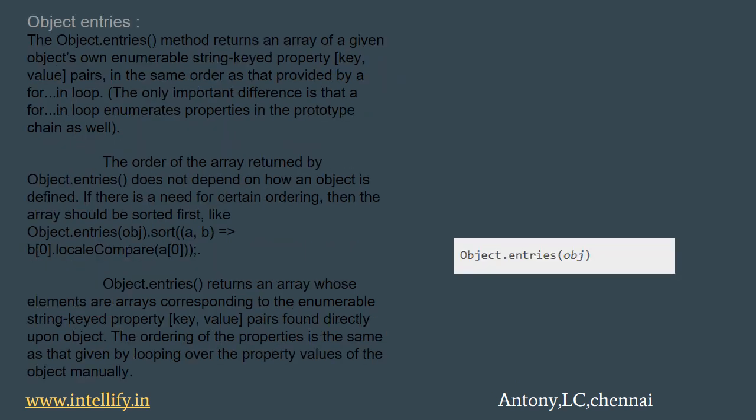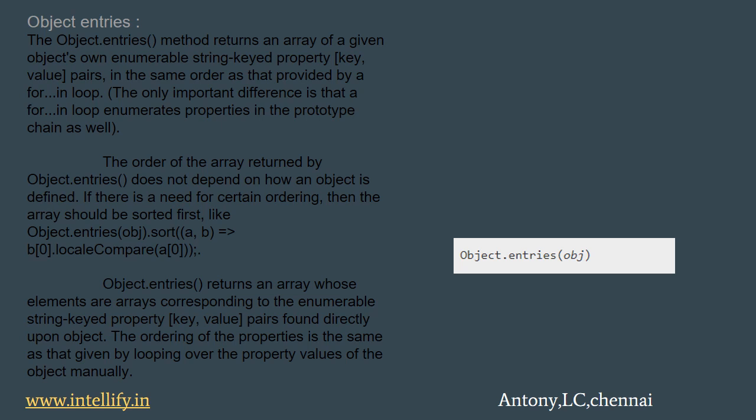The Object.entries method is used to return an array of a given object's own enumerable properties, that is, key-value pairs. The ordering is the same as that given by looping over the property values of the object manually. So the order of an array returned by Object.entries does not depend on how an object is defined. If there is a need for a certain ordering, then the array should be sorted first, like Object.entries with a comparison of a and b, for example using localeCompare.